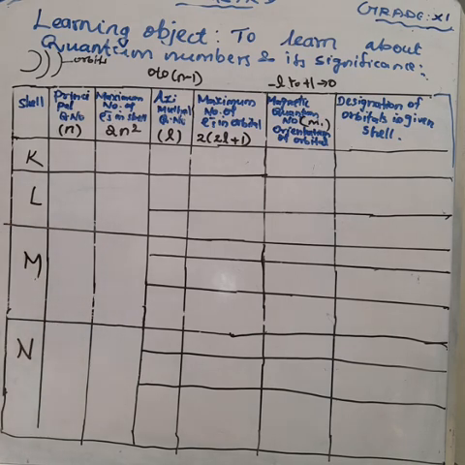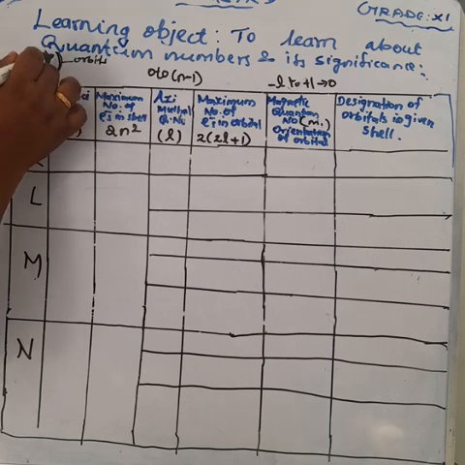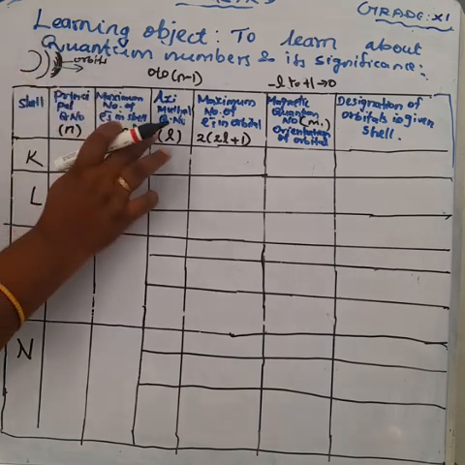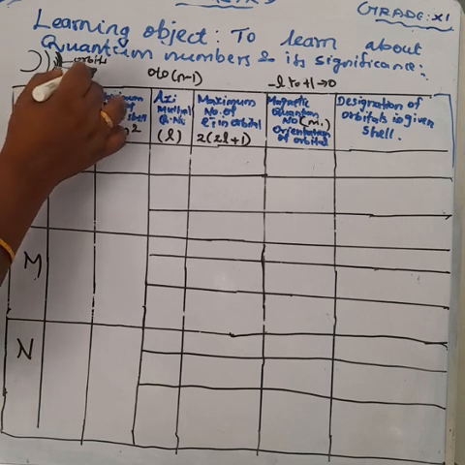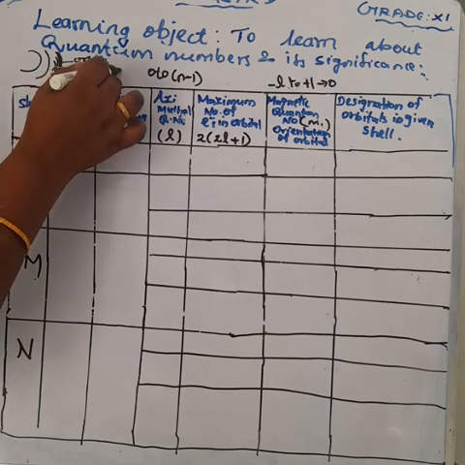In the azimuthal quantum number we study how the shells are subdivided into subshells. Shells within the shells are subshells. About the subshells we can study in the azimuthal quantum number. What subshells are there? S subshell, P, D and F.